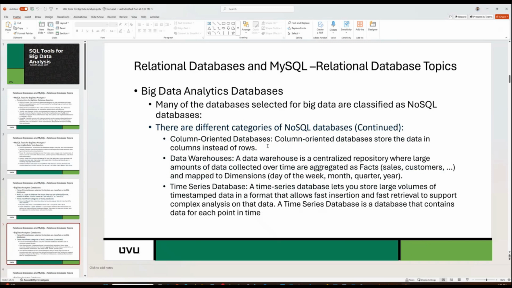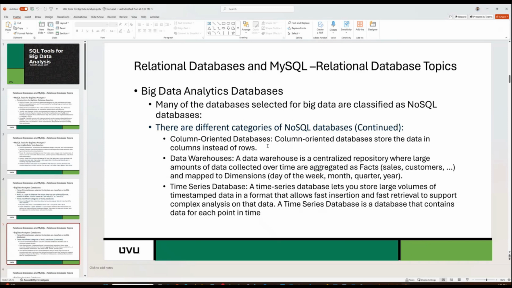Then you have column-oriented databases or columnar databases. Those are very similar to relational databases, but the storage paradigm is different. So instead of storing the data in terms of rows, you store the data in columns, which obviously means that tables are more narrow, meaning that they are smaller, meaning they'll be more performant.